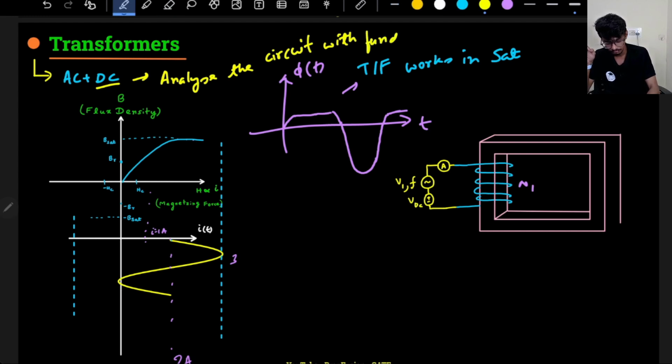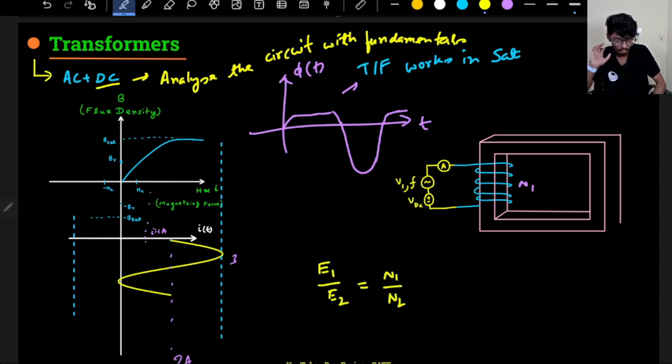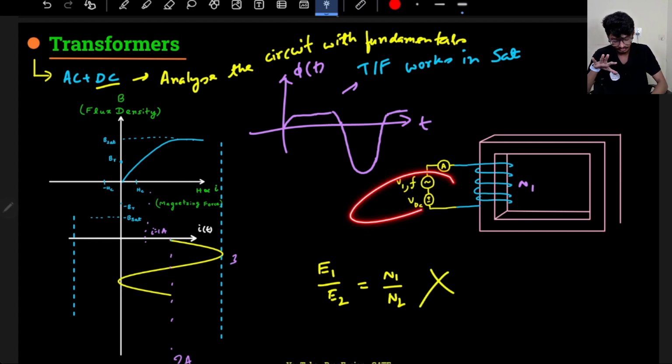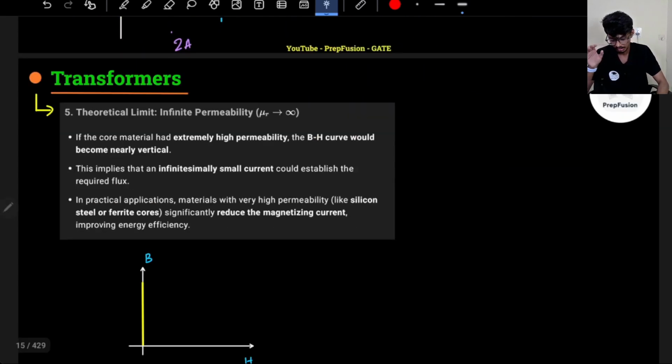What formulae? This age old formula, E1 by E2 equals N1 by N2. Don't use that. Just look at the circuit and try to analyze it, because of course in real life we will never apply DC. The reason I will tell once we study the practical transformer. I have already discussed that yes, windings will get burnt. How it will get burnt, that also I will discuss. So in real life we will never apply DC, but in an interview or in some question they might ask this. Okay, so that was about the DC.